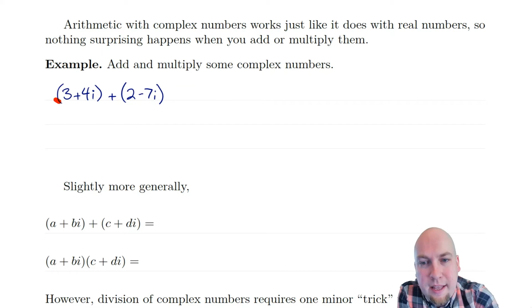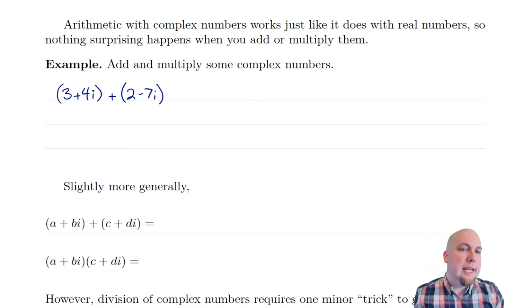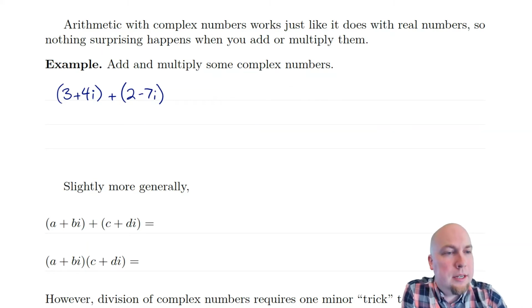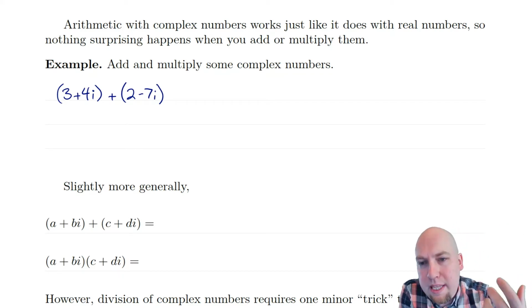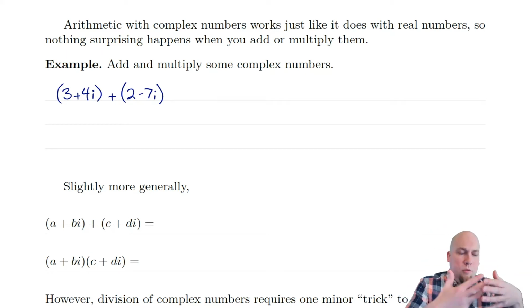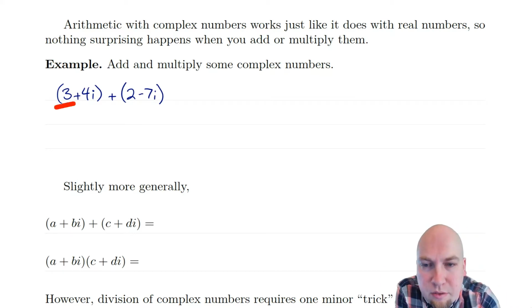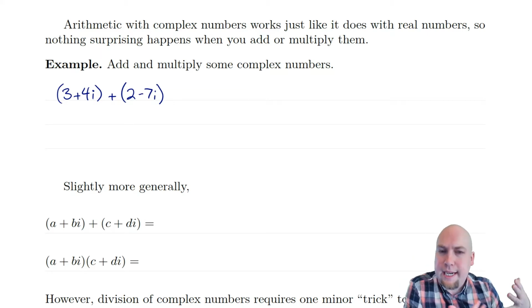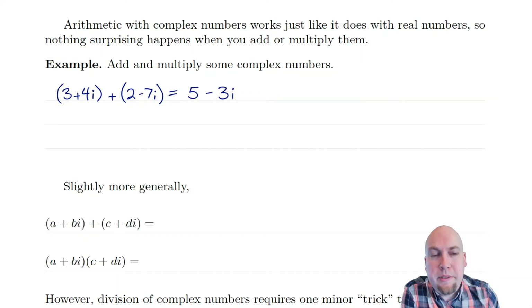Let's add up this complex number with this complex number. My goal after the computation is to have it in the form real part plus imaginary part times i. I want to know what the real piece and the imaginary piece of that number are. The way I'm going to do that is to basically regroup parentheses here. If these were real numbers or expressions involving real numbers, I would believe I can just do the 3 plus 2, and then I can do 4i minus 7i, like I can regroup things like that. And you can. Nothing surprising happens when you do arithmetic with complex numbers.